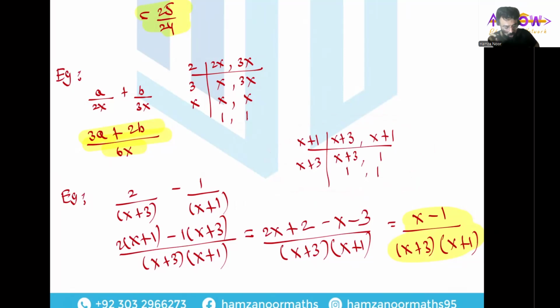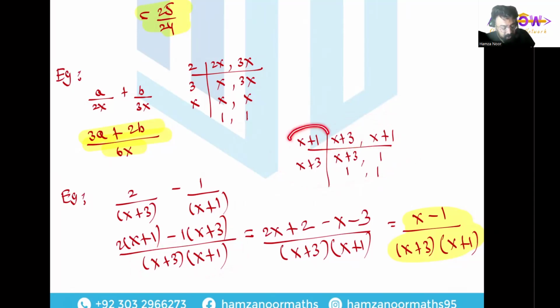You don't need to show these steps each and every time. But however, in the initial questions, I will use this thing to show you the LCM, and then I'm going to tell you a quick procedure to find the LCM in just a moment. Okay, so I'm going to take the LCM of x plus 3 and x plus 1.